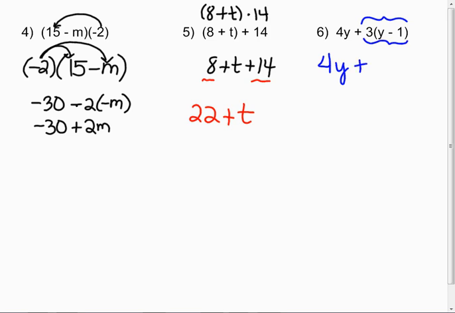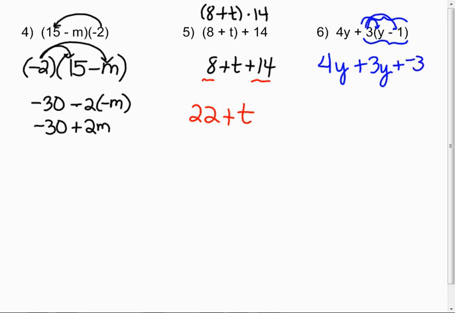Plus, what's 3 times y? This is tough. What's 3 times y? 3y. Oh, don't you love it? It's so easy. Keep it easy. Don't make math hard. Math is not hard, actually. And then I'm going to get a negative 3, right? Plus a negative 3 or minus 3.